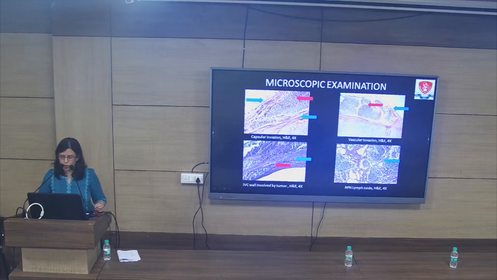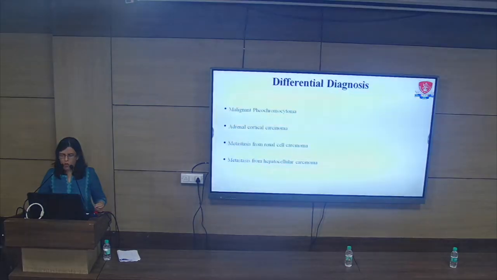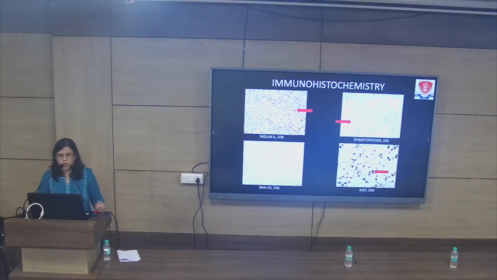Retroperitoneal lymph nodes show evidence of benign reactive hyperplasia. There were no tumor deposits seen in the lymph nodes. So based on the gross and the microscopic findings, there were a few differentials which we considered. Malignant pheochromocytoma and adrenal cortical carcinoma were the closest differentials. To further investigate and to differentiate between the entities, we employed immunohistochemical stains.